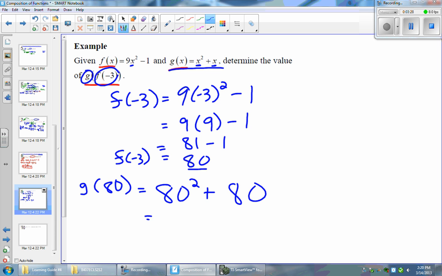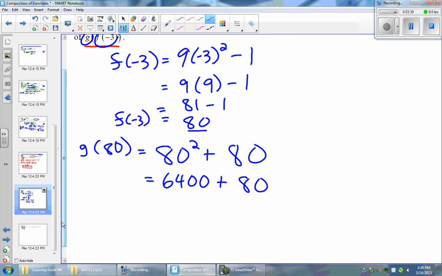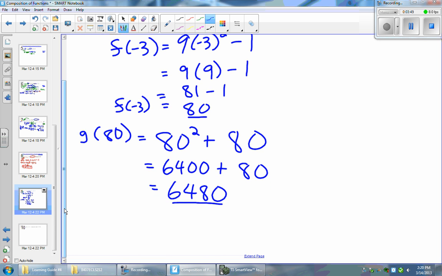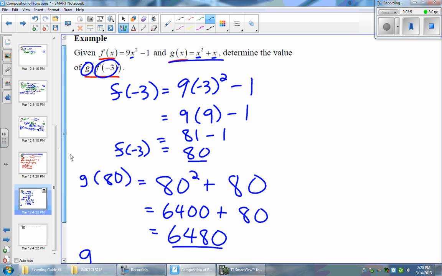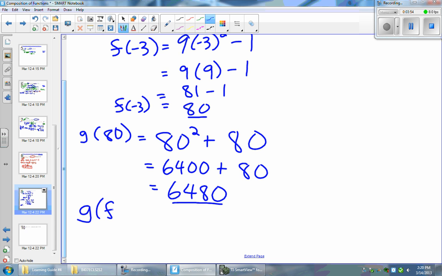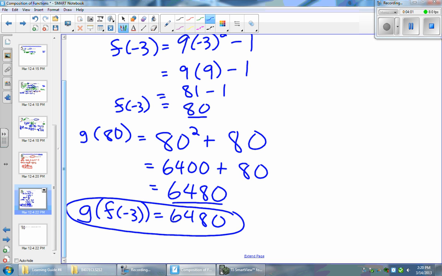Okay, so 80 squared is going to give me 6,400, okay, plus 80. And once we add these two values together, we're going to get a value of 6,480. And that's going to be my final answer. So if I'm going to summarize all of this, g of f of -3 is equal to 6,480. And I'm going to circle that for you. Okay, so as much as you can, try to conclude it just like that.